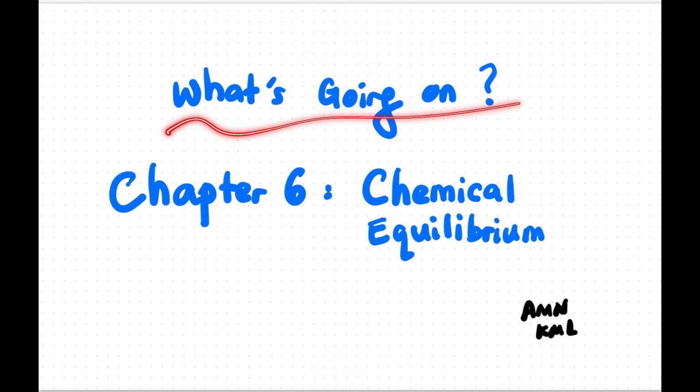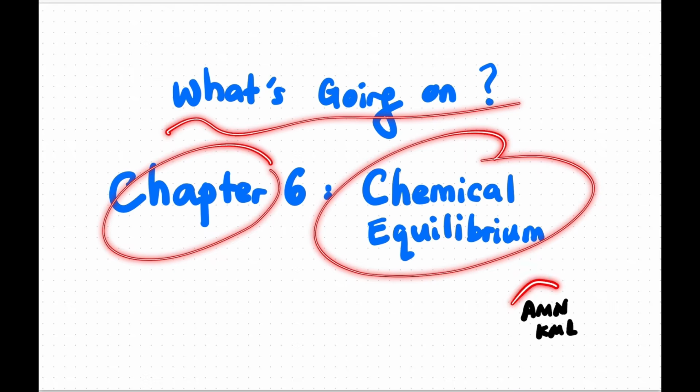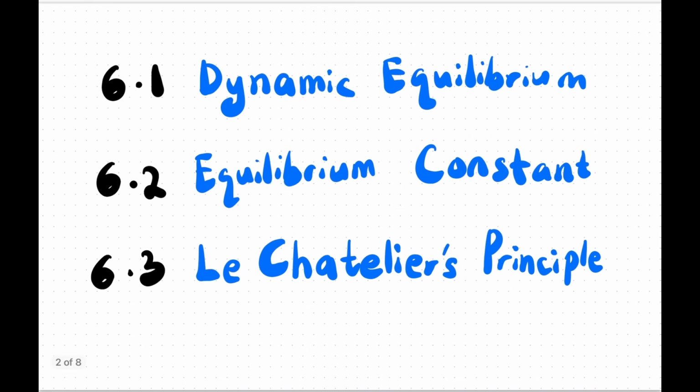So this is what's going on in chapter 6, chemical equilibrium by MNKML. So in this topic kita ada 3 subtopic: 6.1 dynamic equilibrium, 6.2 equilibrium constant, and 6.3 Le Chatelier's principle.